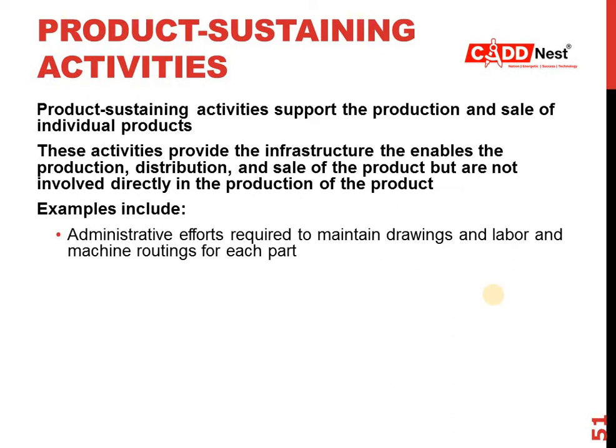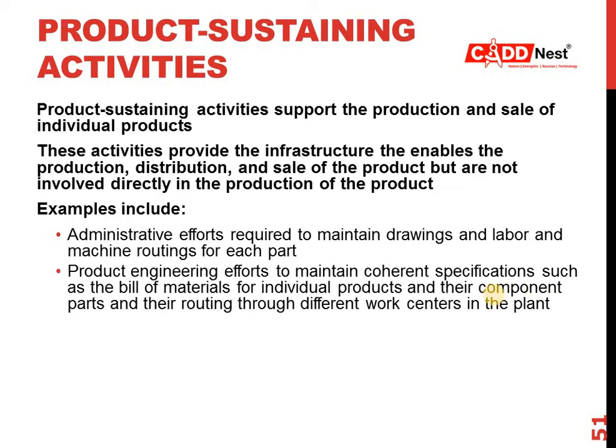Examples: administrative efforts required to maintain drawings and labor and machine routings for each part. So this is one of the product sustaining activities. And then product engineering efforts to maintain coherent specifications such as bill of materials for individual products and their component parts and their routing through different work centers in the plant. So this is one of the product sustaining activities.